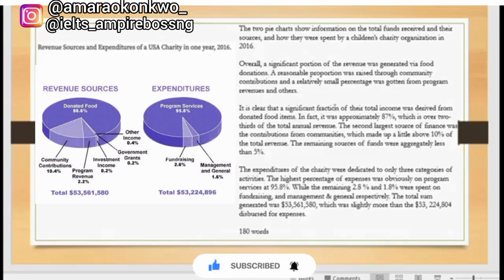It is clear that a significant fraction of their total income was derived from donated food items. Or you can even say gifted food items, you understand? Because gifts is similar to a donation. So these are synonyms you can use here. In fact, it was approximately 87%, which was over 2/3 of total annual revenue. The second largest source of finance was the contributions from communities, which made up a little above 10% of the total revenue. The remaining sources of income were less than 5%, and so on and so forth.